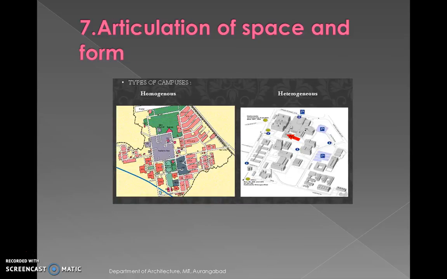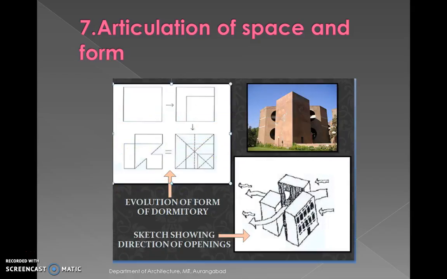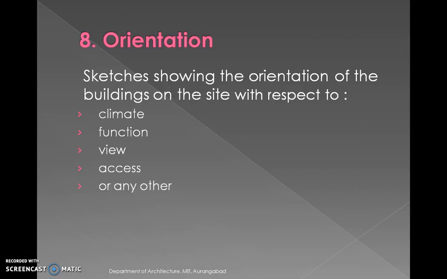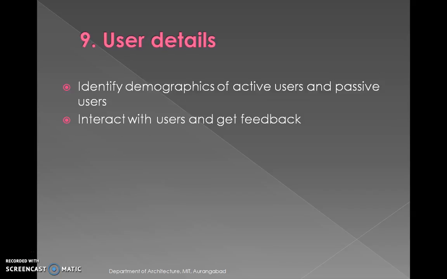The next parameter is articulation of space and form. The campus you have taken may be a homogeneous type or a heterogeneous type. You have to identify the type of the campus. Thereafter, you should be able to tell the evolution of form that took place for the formation of that building. Also note the orientation of the buildings on the site with respect to climate, function, view, access, or any other parameter.